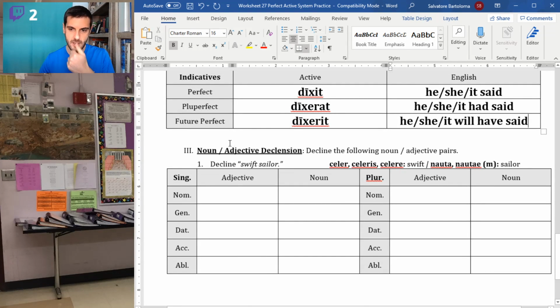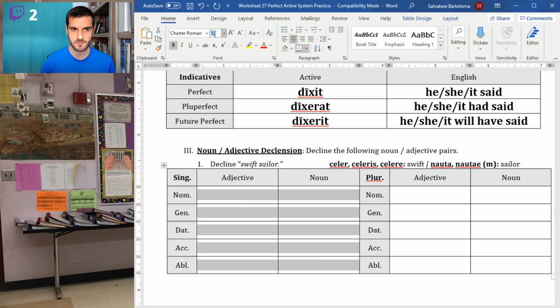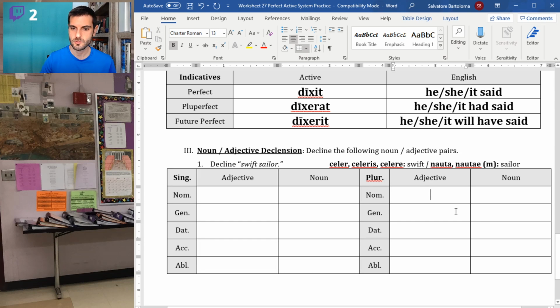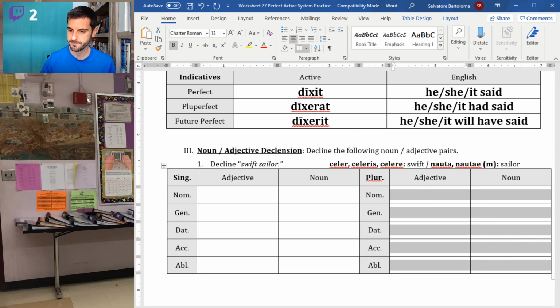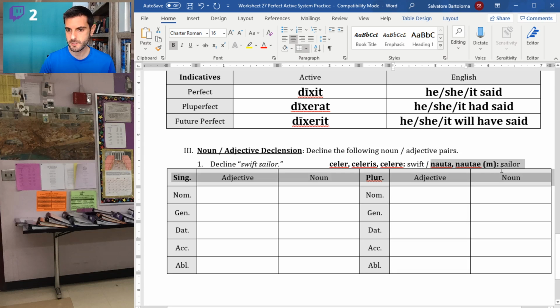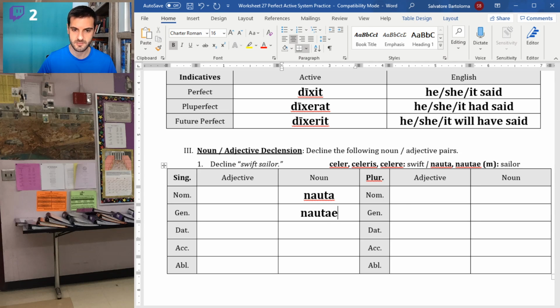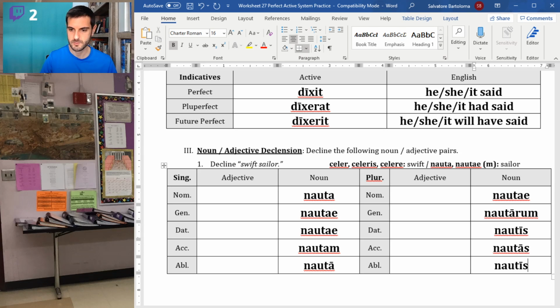And we end here with a noun adjective pair, just to keep those skills fresh. Bump this up as well. Let's start with the noun, nauta, nautae. So it is a first declension noun. Nauta, nautae, nautae, nautam, nauta, nautae, nautarum, nautis, nautas, nautis. First declension, gotta love it.